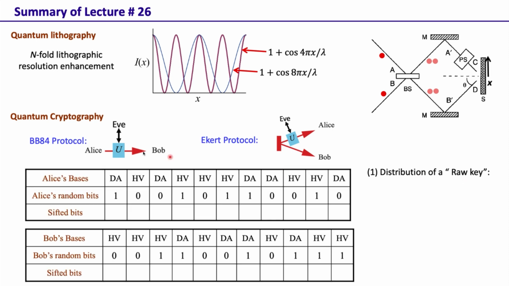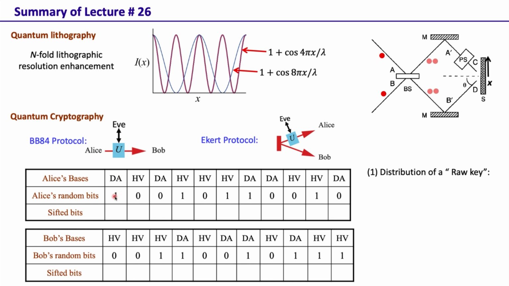So the distribution of a raw key in quantum cryptography, either in BB84 or the Ekert protocol, requires Alice to choose a basis randomly, either between horizontal-vertical or diagonal-anti-diagonal. In BB84, Alice will choose a basis and send the photon in that basis. In the Ekert protocol, Alice will make a measurement by deciding either HV or DA as the measurement basis. These are the examples that I've discussed, with bases decided by Alice randomly in different instances.